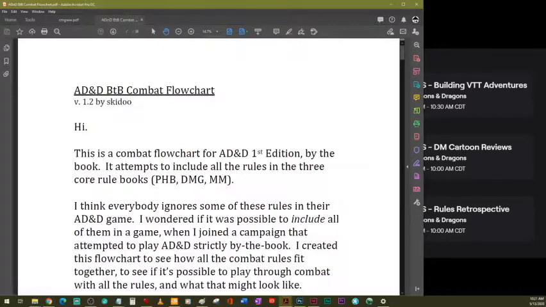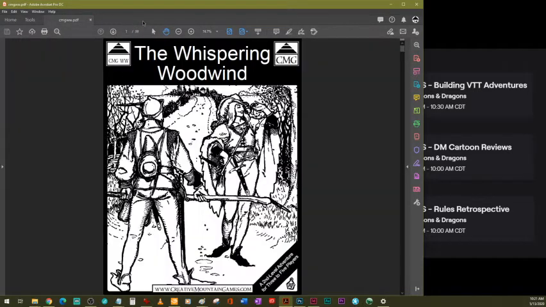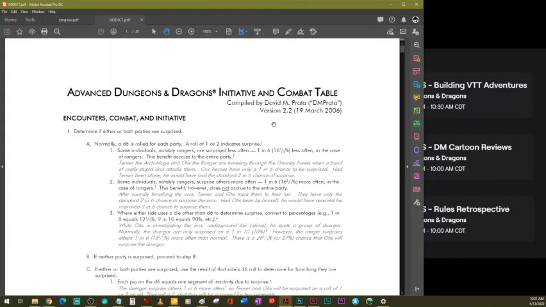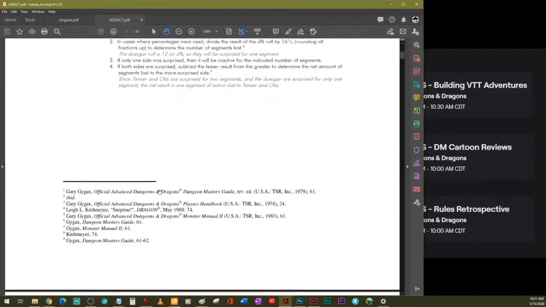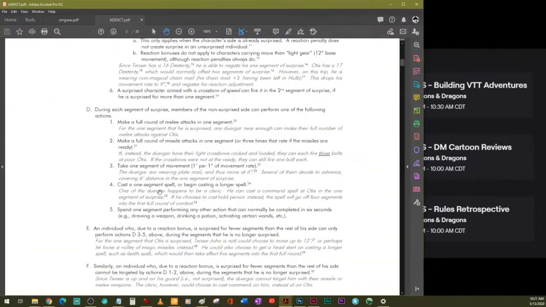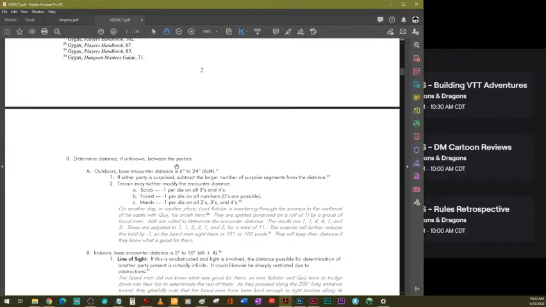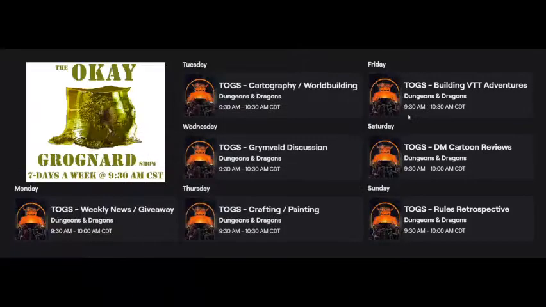Is this the one? Nah, that was the one from Skidoo. That's a little less. That's more of a chart, or rather a thing. Here's what I'm talking about. So we've gone through Surprise in the rules retrospective. We're on to step 2, determining distance, and we'll pick it up from there on Sunday.